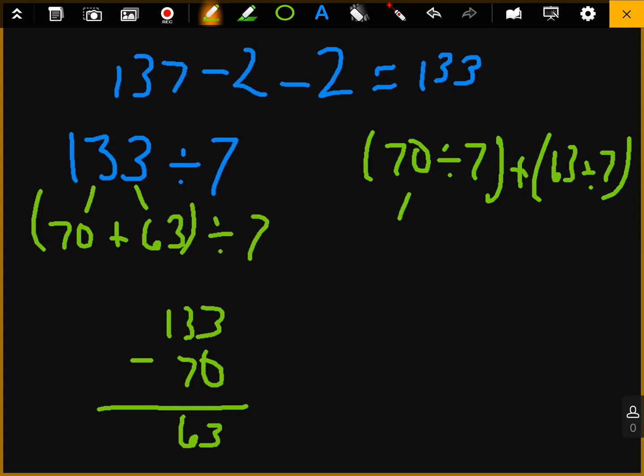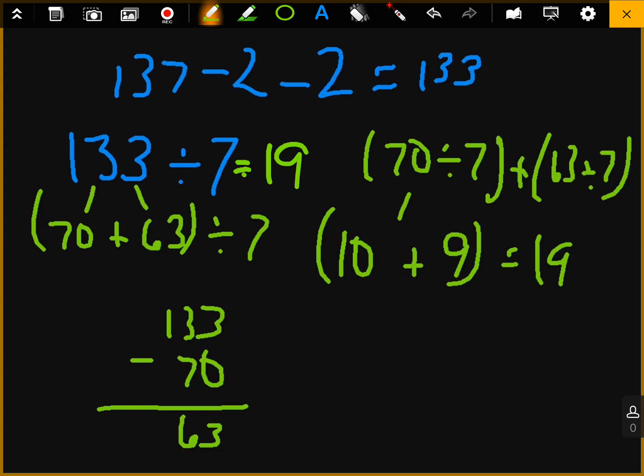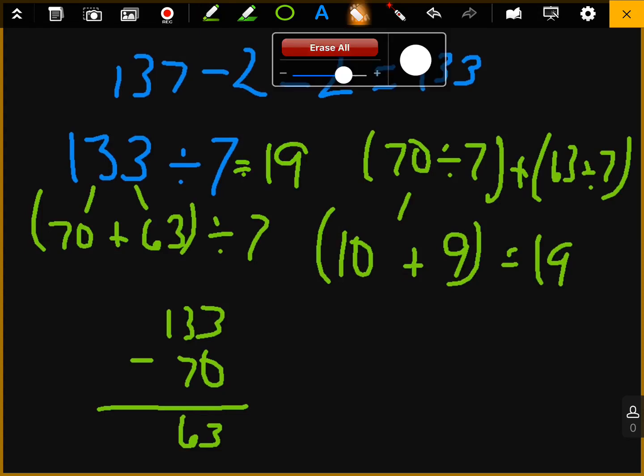70 divided by 7 is 10. And 63 divided by 7 is 9. So 10 plus 9 equals 19. 133 divided by 7 is 19. Alright, let's do the last one real quick.